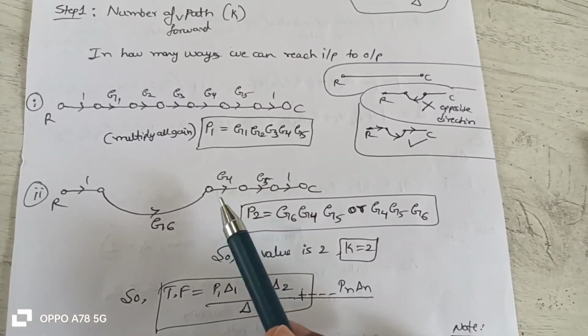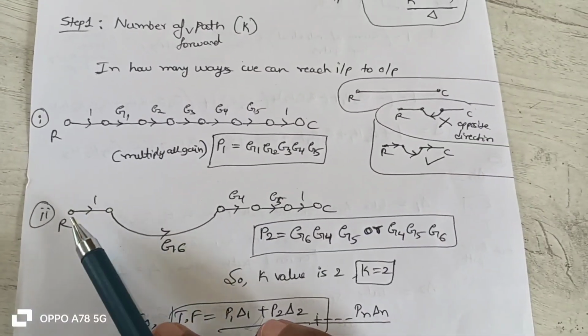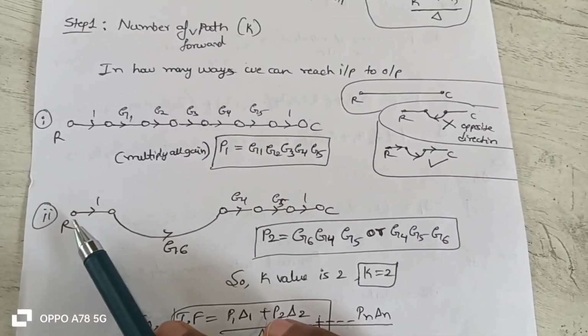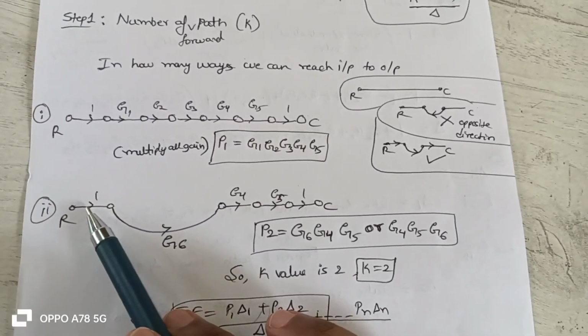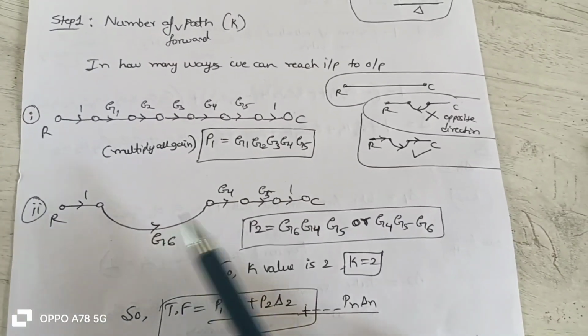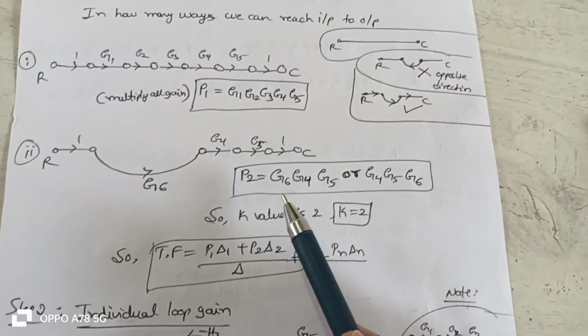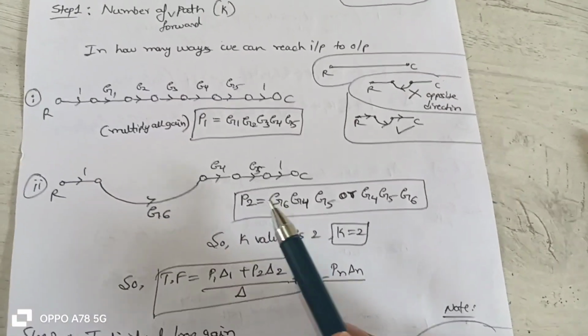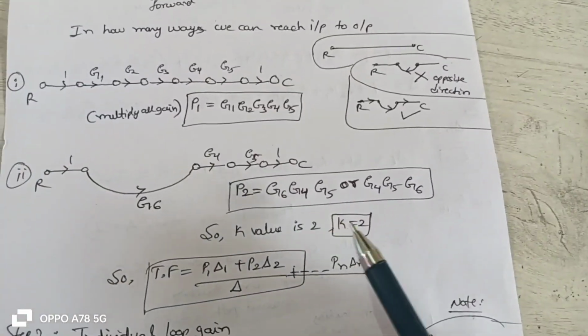G denotes the gain of this node. These two round, circular-shaped balls represent a node. This is nothing but a node. This represents the gain: 1 is the gain here, G6 is the gain here, G4 is the gain here, and so on. So the number of forward paths is denoted by k. In two ways you can go, so k is equal to 2.